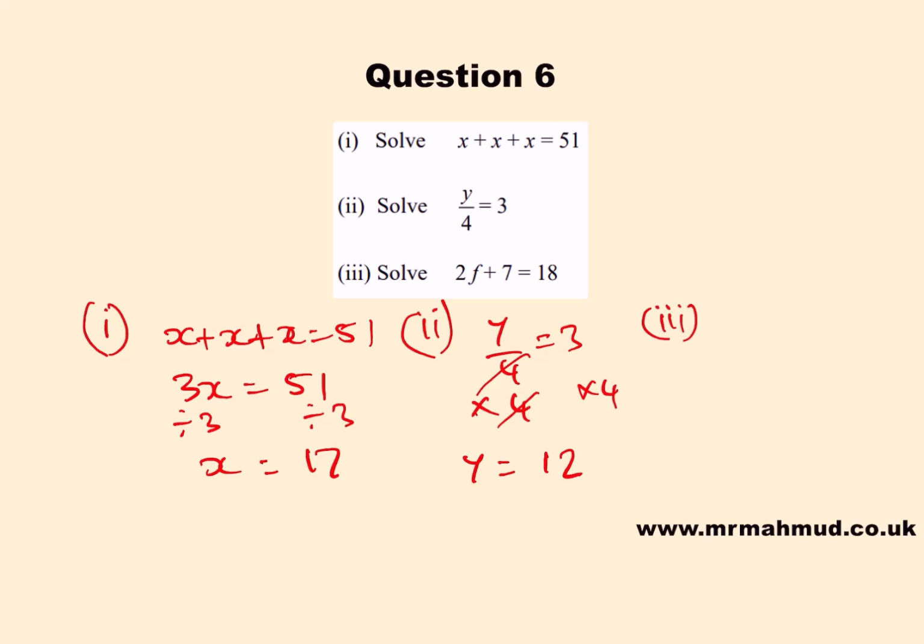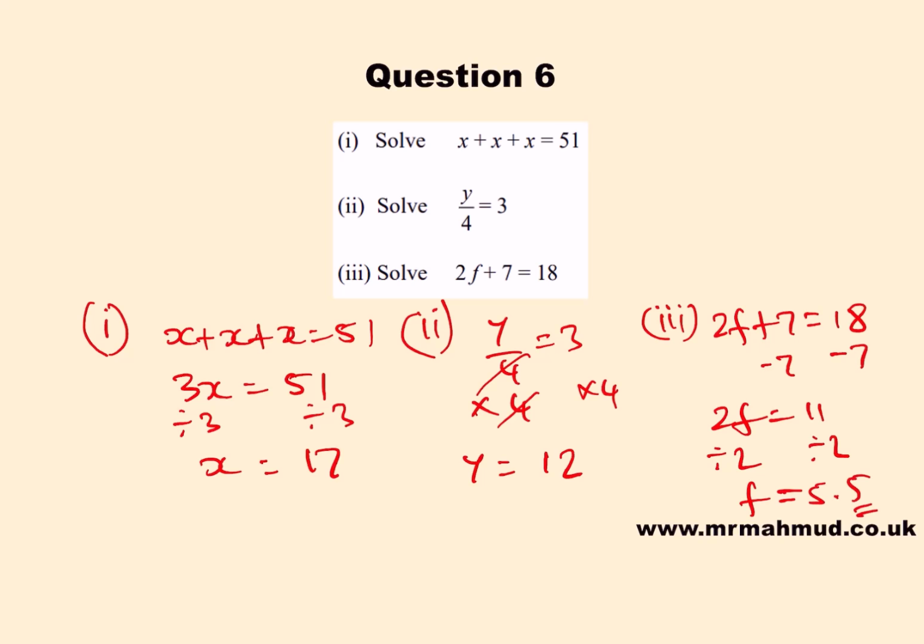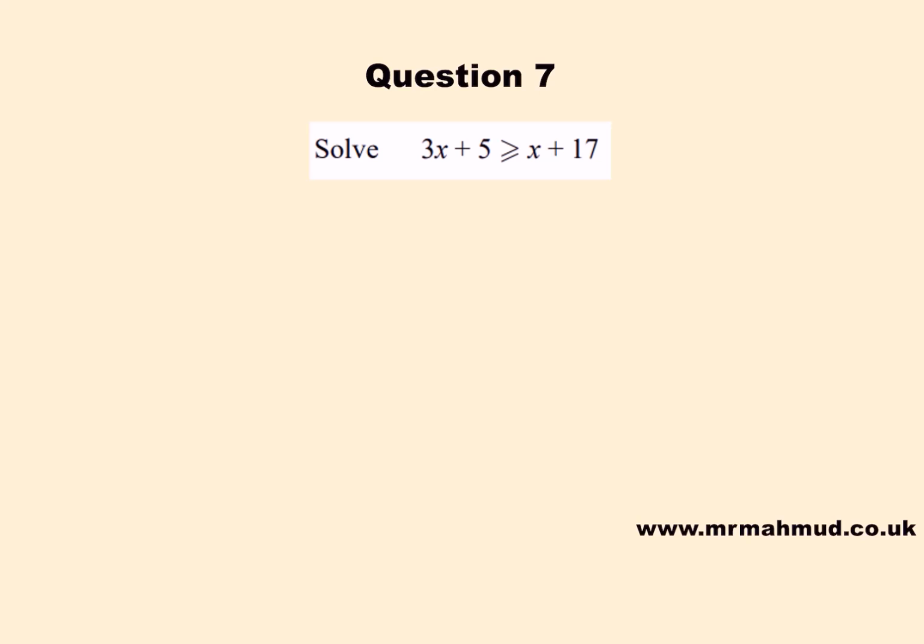Number 3, 2f plus 7 is equal to 18, so minus 7 from both sides. 2f is equal to 11, divide by 2 both sides, f is equal to 5.5. Question 7, solving inequalities.